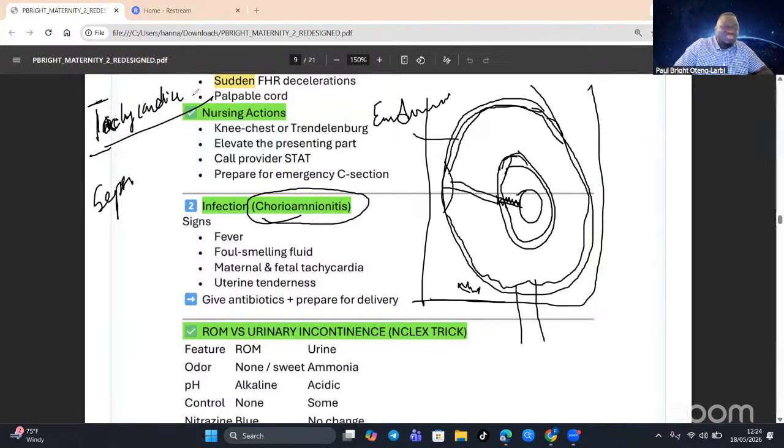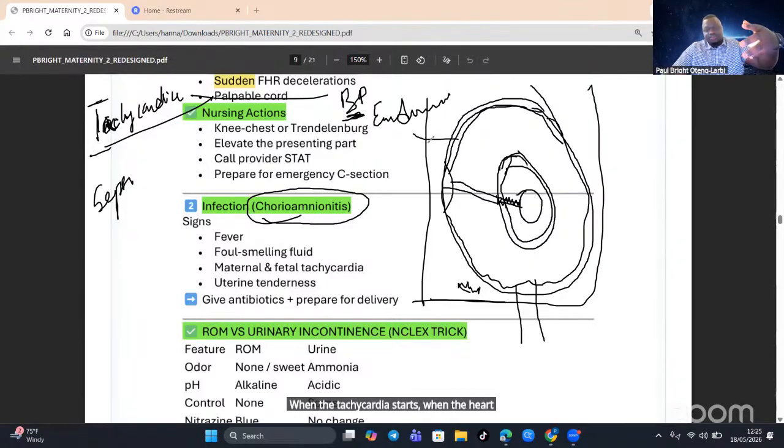So when you see this quickly, what do you check? The blood pressure. And you know the funny thing, when the heart rate starts going high, the infection is inside the mother going on. The baby's heart rate is going up, the mother's too shooting up. Check the blood pressure of the mother.